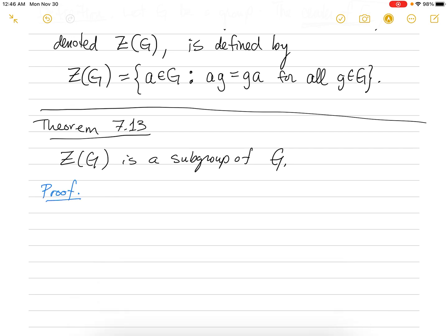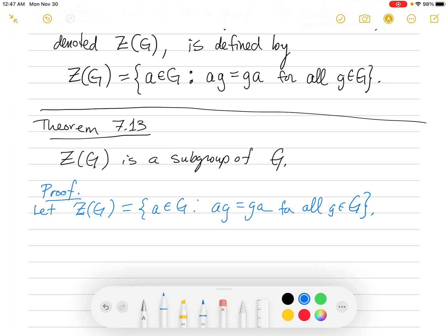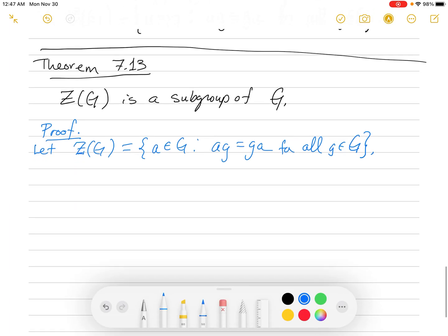Proof. So we're going to use the two-step subgroup test. First of all, I'm just going to write down what the center of G is, just so we can see what it looks like, the definition. We have it above, but I'm going to write it down again. Let the center of G be the set of all a in G, all the elements in G such that ag equals ga for all elements g in G. I'm just having that for reference so I can see what this is defined to be.